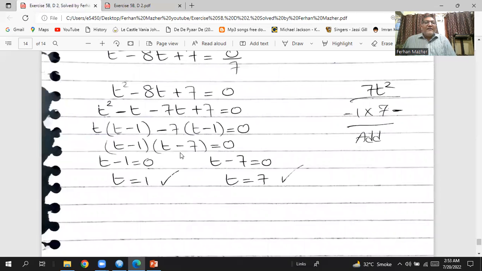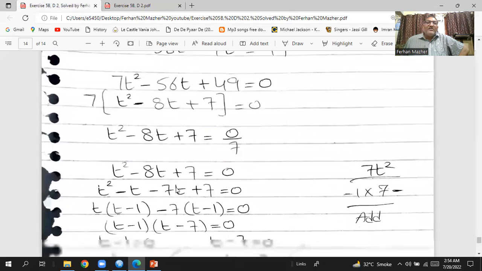So you will have these two brackets. They are multiplying with each other. And now you can see the answer is 0. So I will make the first bracket 0, and then I will make the second bracket 0 because their product is 0. So t minus 1 equals 0, so t is equal to 1, and t minus 7 equals 0, so t equals 7.